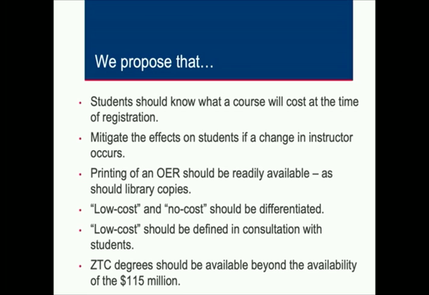Students should know what a course will cost at the time of registration. You are supposed to have that information right now. Right now, we are all taking federal funds for something, and there are federal rules that say when you go in to look at and register for classes, you shouldn't just know which courses are ZTC or which are low cost. You should also know exactly how much every course costs.